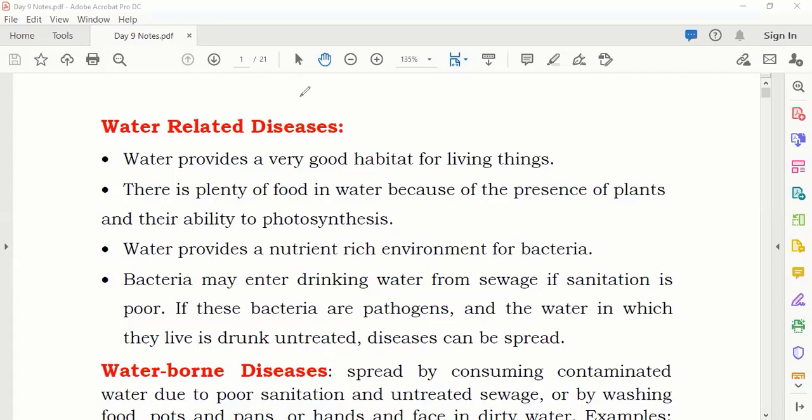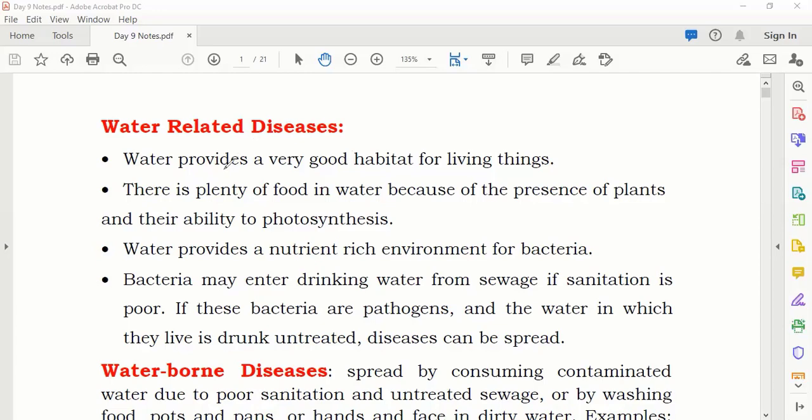Okay. So in the last chapter, we discussed water and its natural resources, and we saw the distribution of water in the seas, under the ground, in the lakes, and in the form of glaciers. So today we will discuss the diseases which are related to water. It means that in the spread of these diseases, water plays a vital, or important, role. So we will see those diseases which are spread by the water.